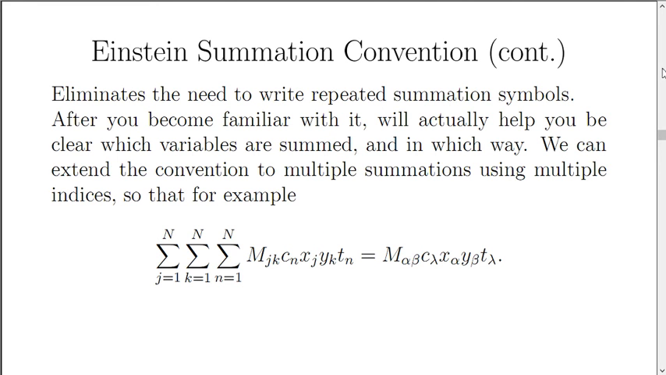By the way, it eliminates the need to write all those repeated summation symbols. It may take a little while to get used to it, but after you do, I think it will help be clear about which variables are summed and in which way. We can extend this convention to multiple summations with multiple indexes. So for instance, the sum over j of the sum over k of the sum over n of m sub jk times c sub n times x sub j times y sub k times t sub n can be written by a simpler expression. Just use Greek letter subscripts instead, and understand that the subscripts that are repeated indicate summations over those aspects.